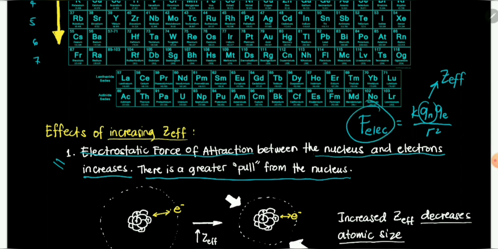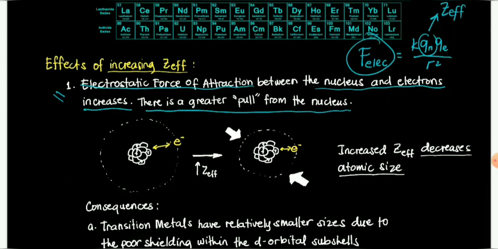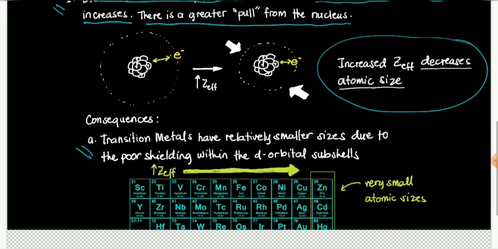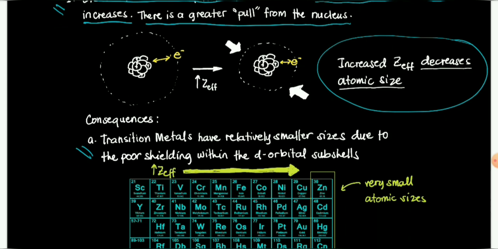So anong nangyayari kapag gano'n? Kung greater ang pull, ibig sabihin, lumiliit yung ating atom. So increase in the Z effective decreases the atomic size. Okay? So some consequences. Transition metals have relatively smaller sizes due to the poor shielding. So shielding between electrons in the same orbital is the poorest type of shielding. So, siya yung weakest type of shielding. So, pansin nyo, 10 yung kailangan yung electrons para mapuno yung d orbital.